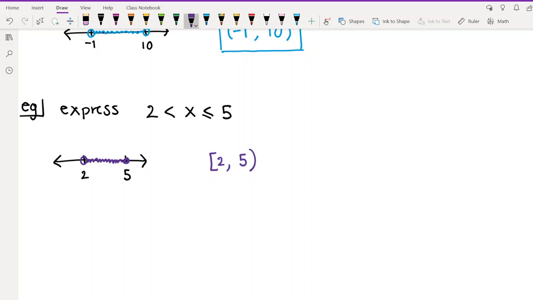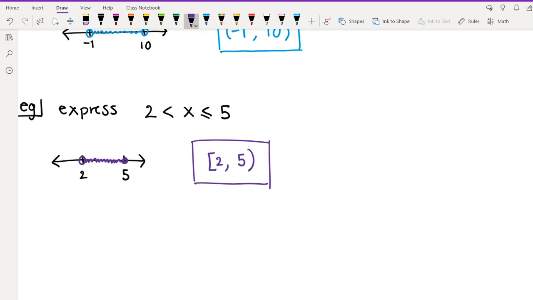So the reason I wanted to show you this example is to show you can mix and match. Sometimes you can have a bracket and a parenthesis in the same interval. It just depends. Ooh, and I switched that. Sorry, my bad. So sorry if that confused you. This should be a parenthesis, right? Because 2 is not included. And this should be a bracket. My bad. So you can mix and match.